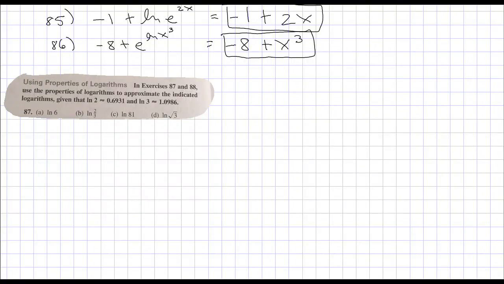For number 87, they just want you to use properties of logs and then use the decimal approximations that they gave you that I'm circling here in black.